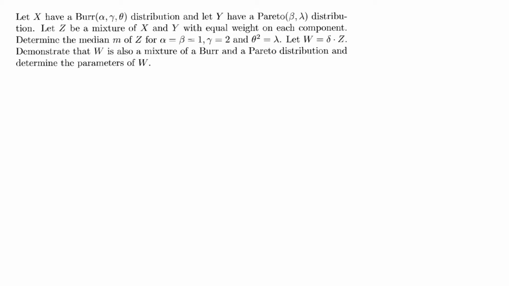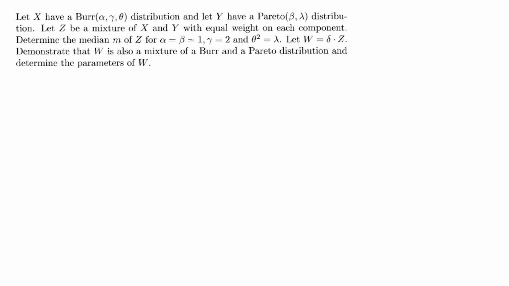We also consider w, which is equal to delta times z. We then need to demonstrate that w is a mixture of a Burr and a Pareto distribution, and we need to determine the parameters of w. In the first part of the exercise, we will start with the median m of z.